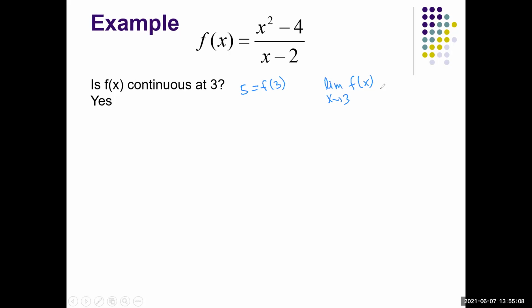On the other hand, you take the limit of x squared minus 4 over x minus 2 as x approaches 3. Now I can still plug in by using direct substitution, so let's plug in 3 as well. That gives 5. Okay, so f of 3 and the limit are equal, so it's continuous, yes.